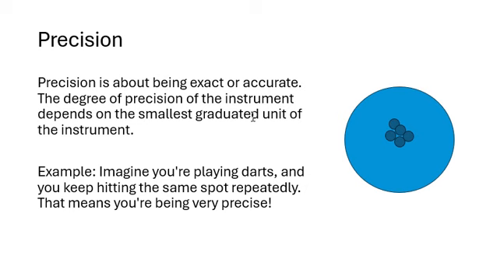So now we're dealing with the instrument in a lab, and each instrument has markings, and we call them the graduated units. And you will look for the smallest graduated unit, and that will be the degree of precision of that instrument. Okay, and of course I'll show you in the lab.